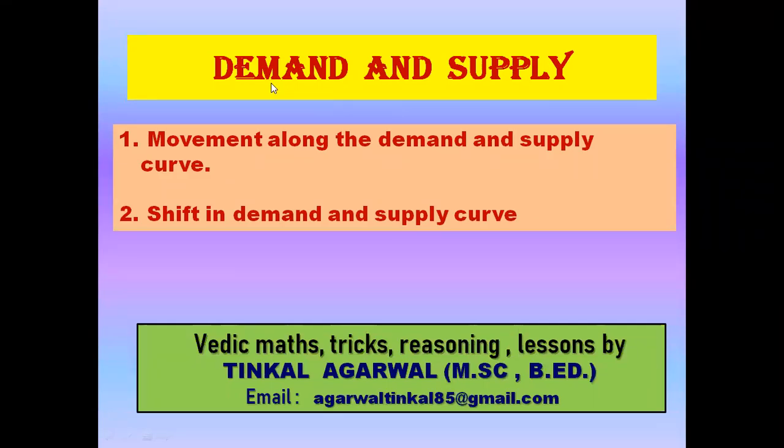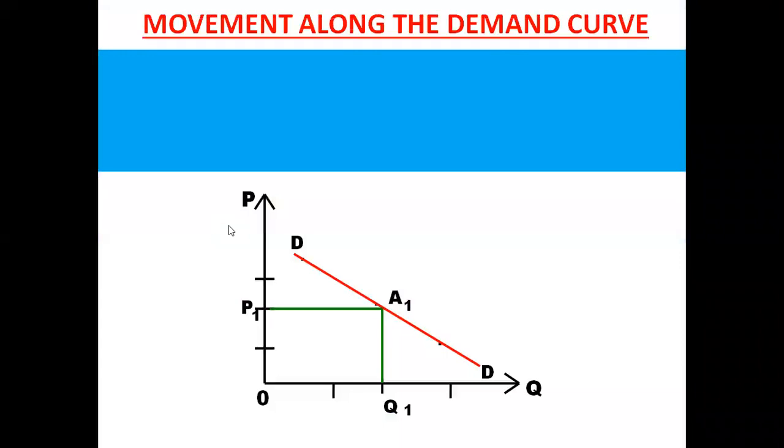In this chapter of demand and supply, I will share with you movement along the demand and supply curve and shift in demand and supply curve. Let us see. First we'll discuss movement along the demand curve. So we have the demand curve DD and we measure price on the vertical axis and quantity on the horizontal axis. When the price is P1, the quantity demanded by the consumer is Q1 and we get a point A1 on the demand curve DD.